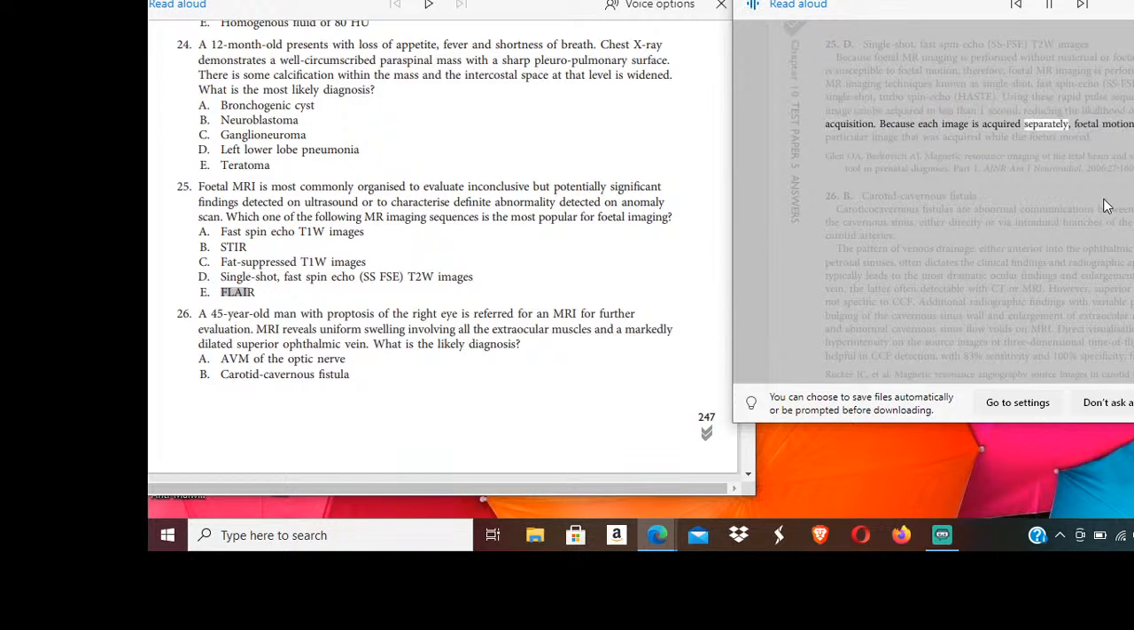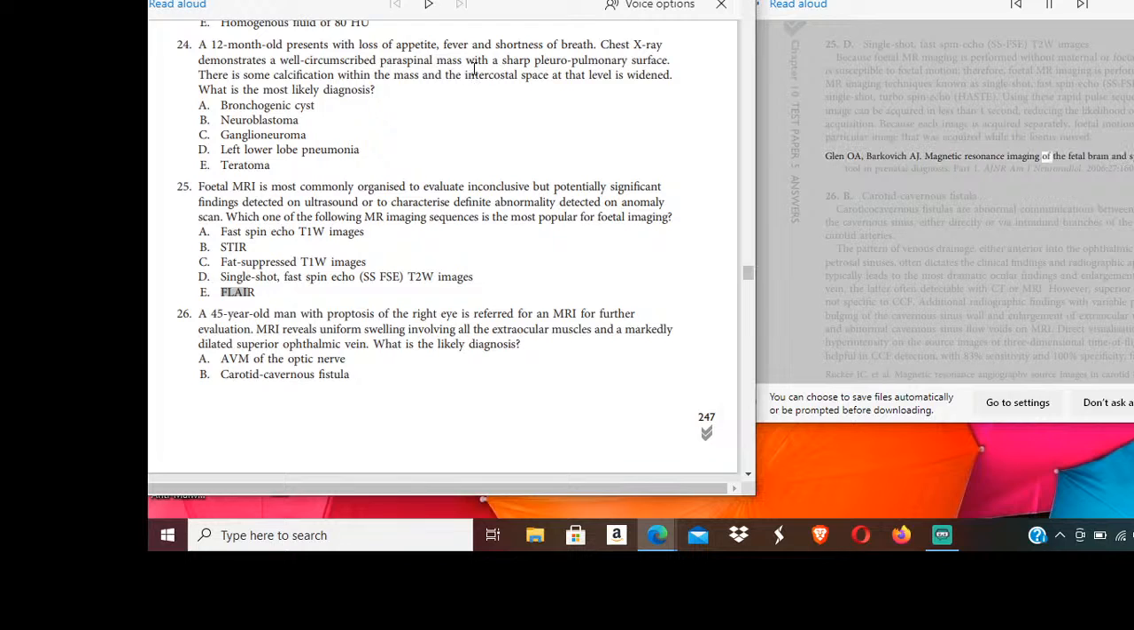Because each image is acquired separately, fetal motion typically affects only the particular image that was acquired while the fetus moved. Glenn O.A., Barkovich A.J. Magnetic resonance imaging of the fetal brain and spine, an increasingly important tool in prenatal diagnosis. Part 1. AJNR Am J Neuroradiol. 2006, 27:1604-11.